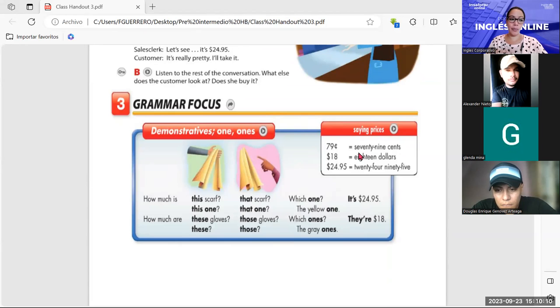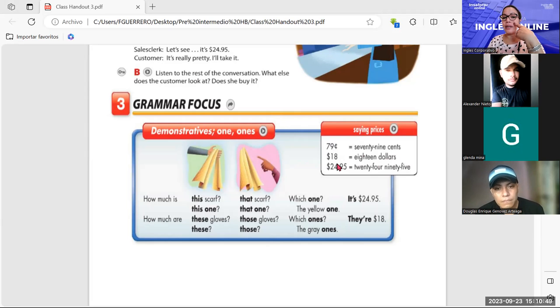Si vamos a dar un precio y solamente son centavos, se especifica que son centavos, como ven ahí en el ejemplo, 79 cents. Y si lo vamos a escribir, primero se escribe la cantidad y luego el símbolo de centavos. Es diferente al de dólar. Vean acá, se parece bastante al signo que teníamos de Colón. 79 cents. Como les repito, cuando son centavos sí se especifica cents.